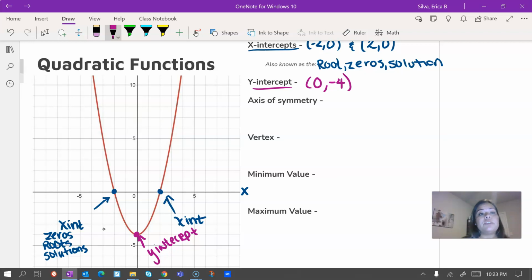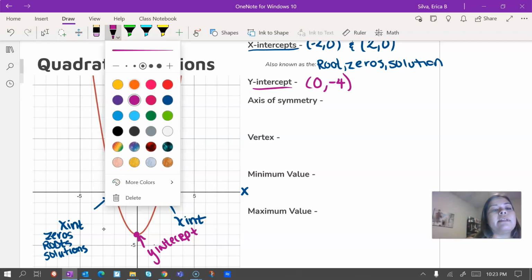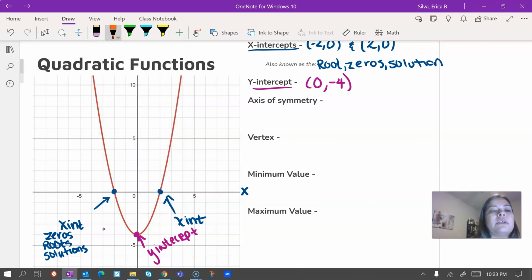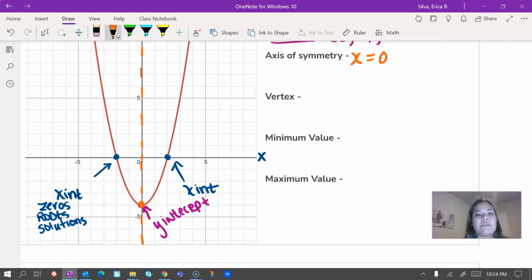Your axis of symmetry, remember, is that vertical line that we're going to draw in the middle of the graph. Let's get a bright color here. Because this is the middle, we're going to draw a vertical line going through the middle. And anytime we have a vertical line, the equation is going to start with x equals. Because it's going through 0 on the x-axis, it'll be x is equal to 0. And let's now look for the vertex.